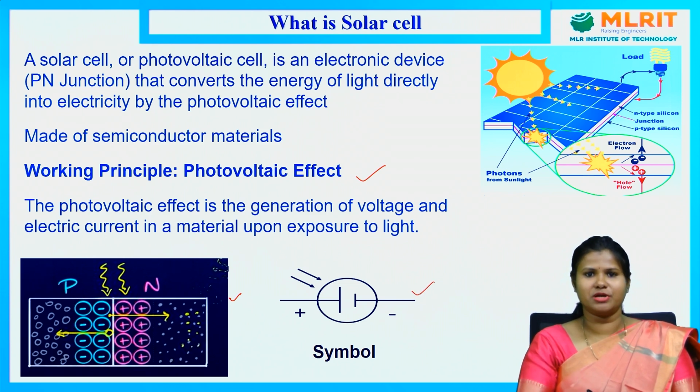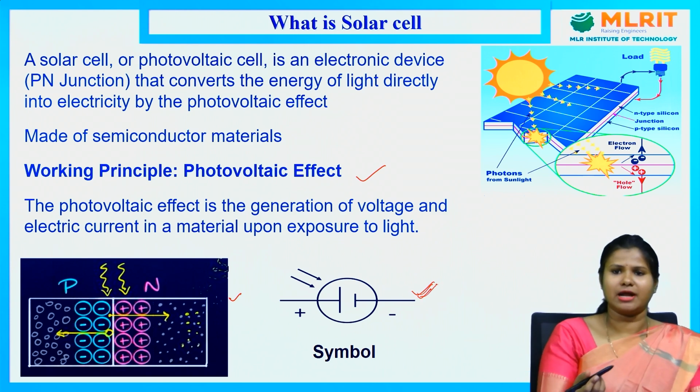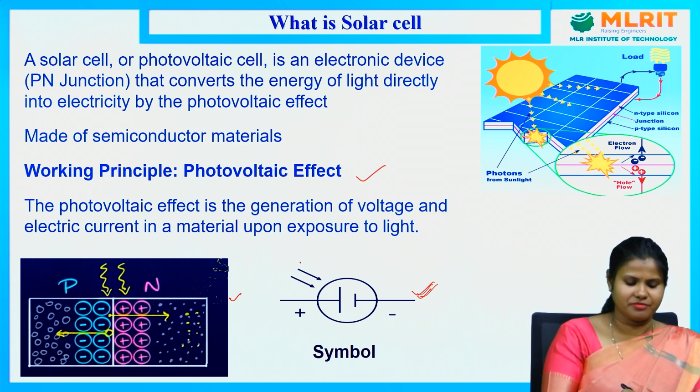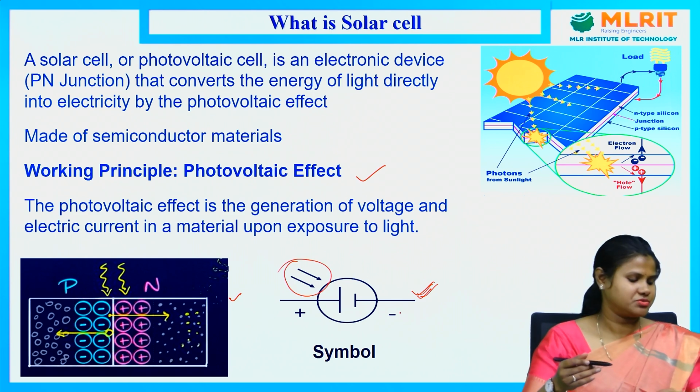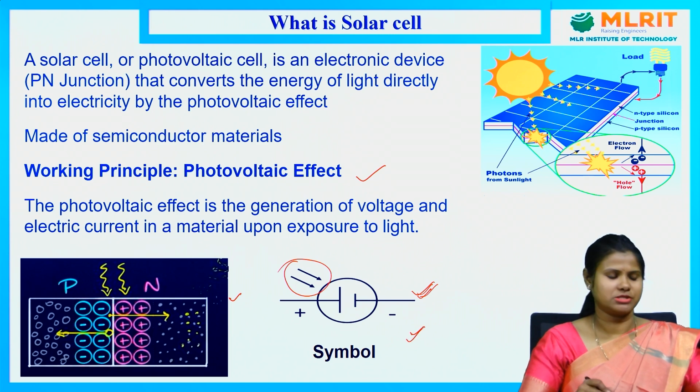This is the symbol of the solar cell. As a solar cell is used as a power source or battery, that's why we are denoting the solar cell as a battery here, and as it works when light falls on it. So this means light is falling on it and it is working as a power source. So this is the symbol of the solar cell.